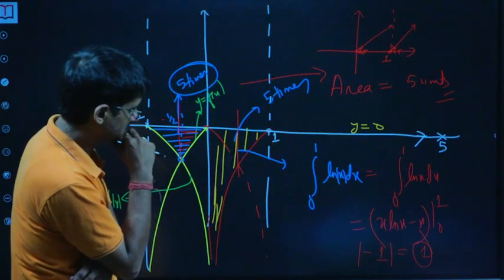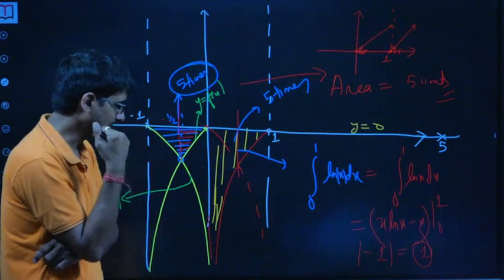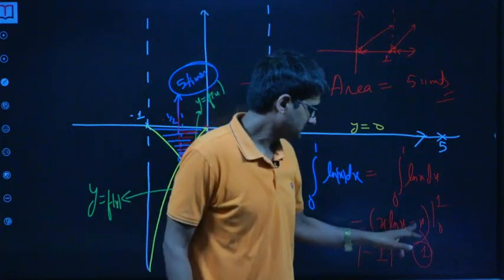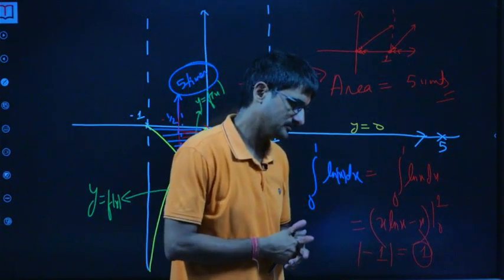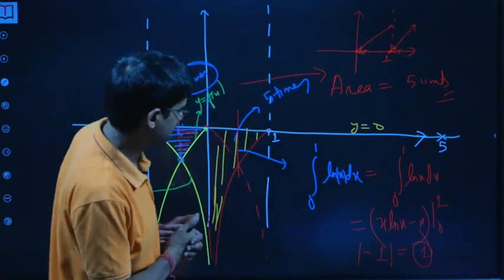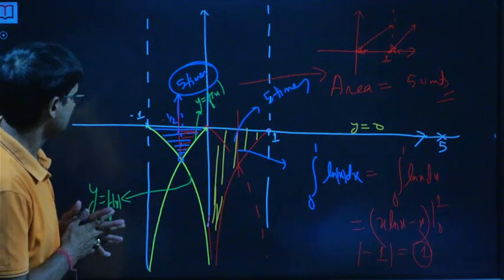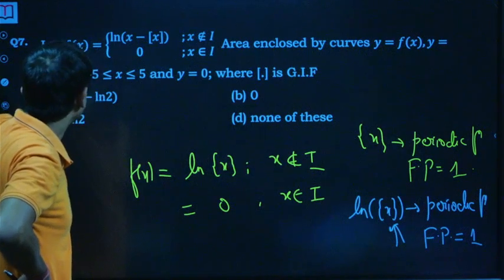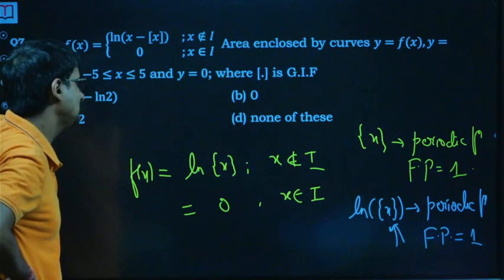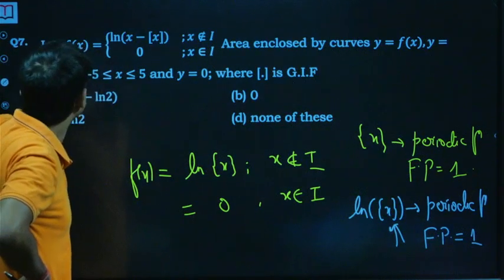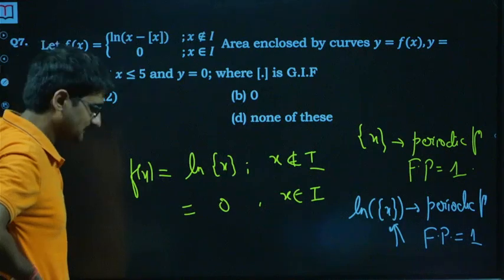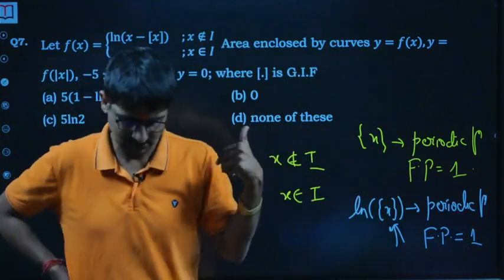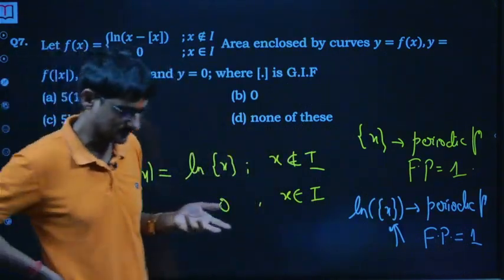Where we went wrong? Okay, just give me a minute if I can figure it out. 1 ln 1 minus 1 0, with 0 is gone. So of course the area has to be positive. We will take it as 1, and then the area enclosed by the curve y equal to f(x), y equal to f(|x|), x between minus 5 to 5, and y equal to 0. Okay, minus 5 to 5. So 5 that side, f(x) and f(|x|), and x equal to 0.